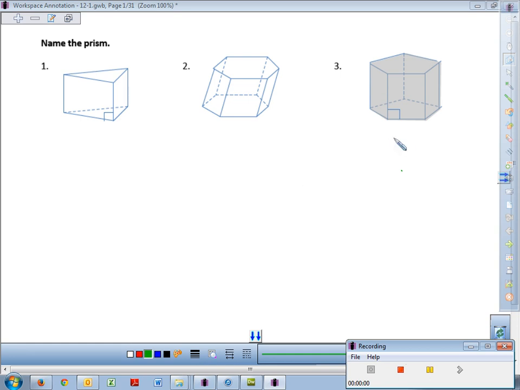Alright, this is 12.1 in Advanced Geometry, and today we'll be talking about prisms and cylinders. A prism is a three-dimensional shape with polygons for a base. So remember, a polygon has to be made up of segments, and it's closed, it intersects. It can't have a circle or anything like that for a base.